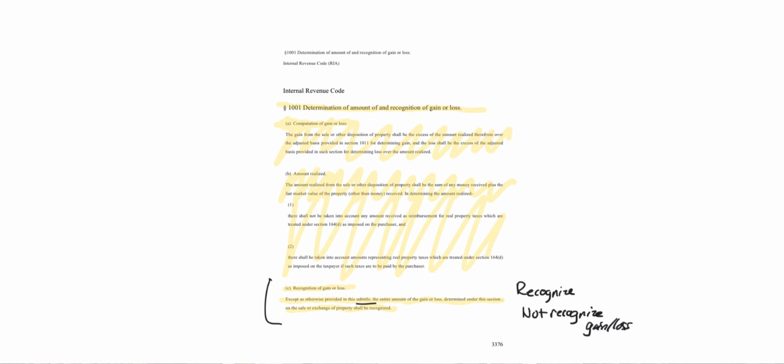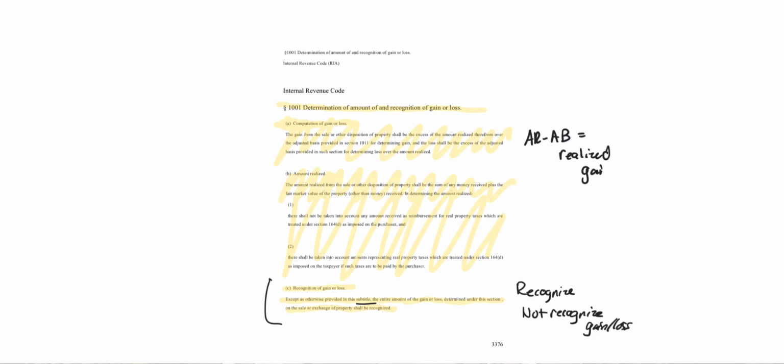So 1001, I just wanted to highlight that you have this starting point of where you always go with property transactions, calculating realized gain or loss, which is amount realized minus adjusted basis. And that gives you the realized gain or loss.